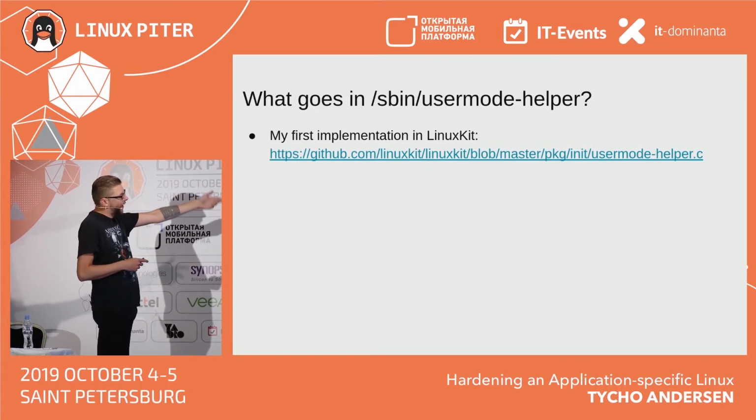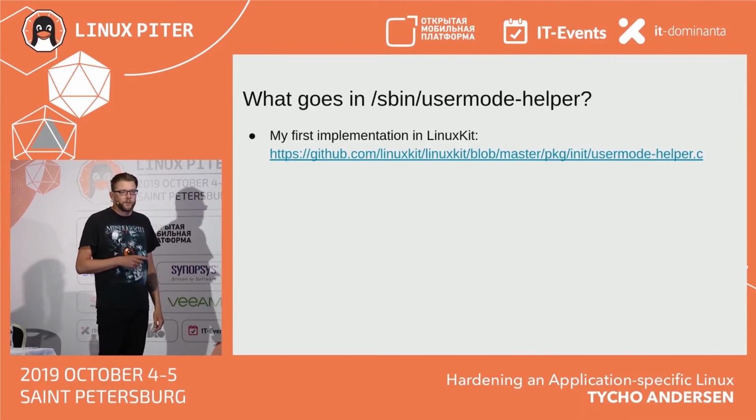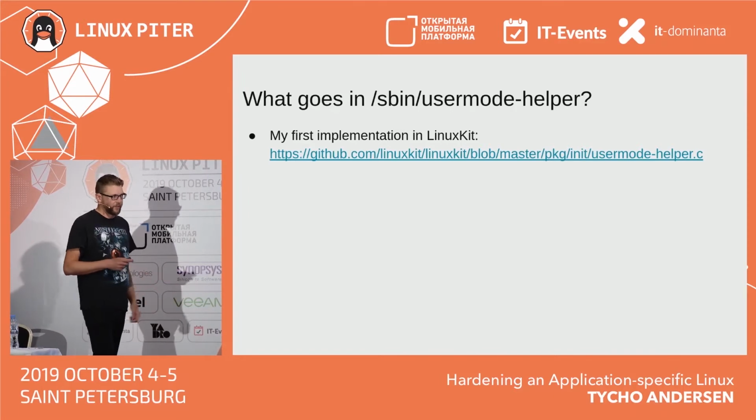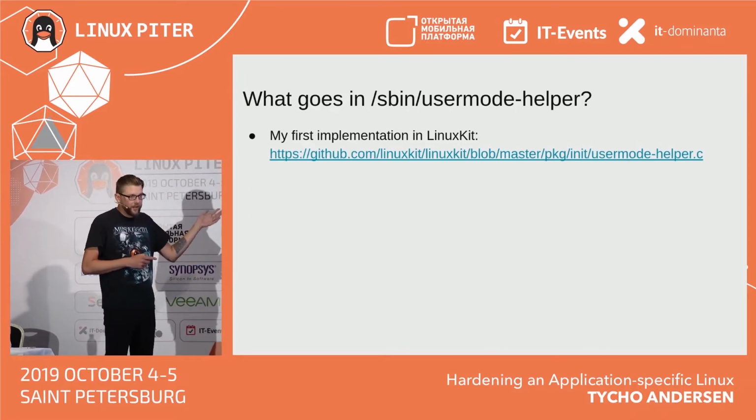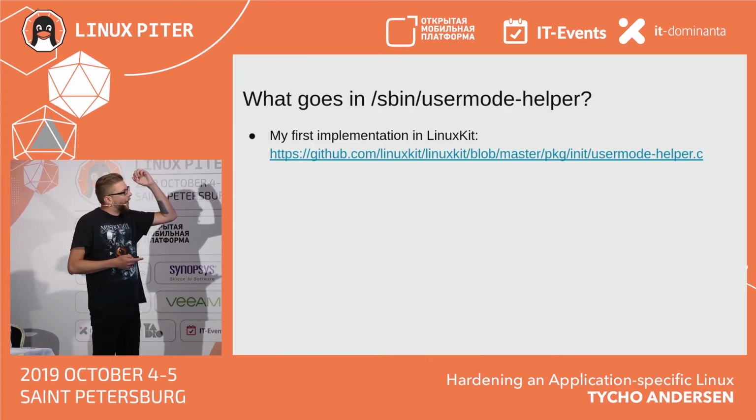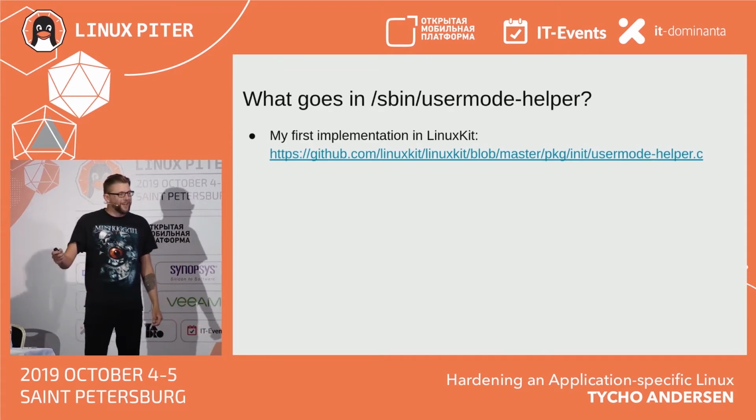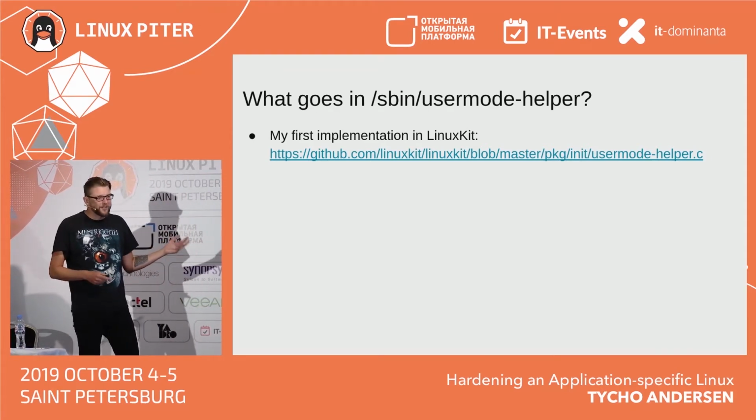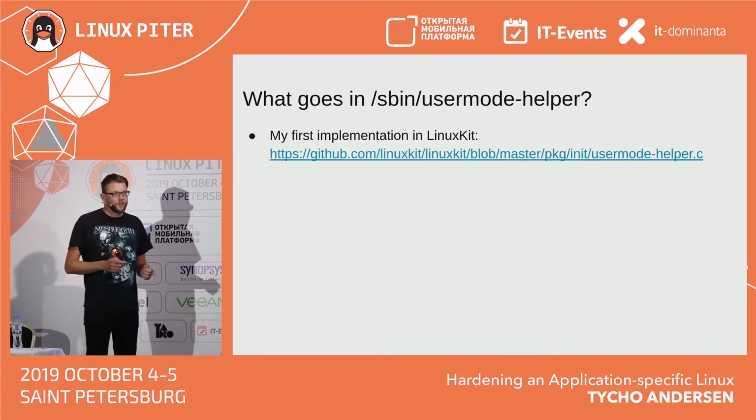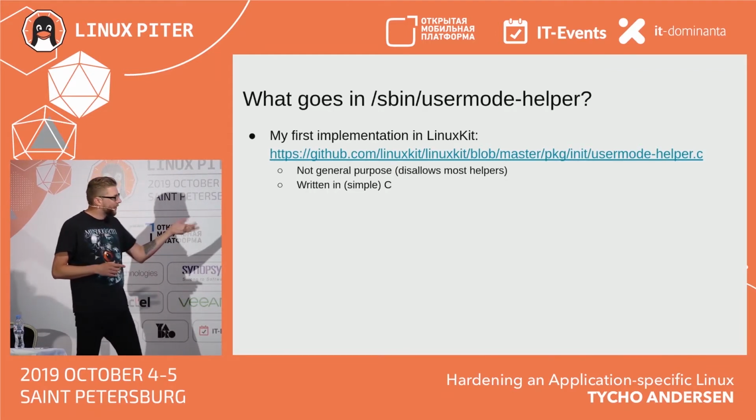So what goes in this? While I worked at Docker, I did a first implementation of this that was just a really simple C program that basically just denied everything. It ran modprobe and a few other things, but everything else it denied, which was fine for LinuxKit when I was working there, but it's actually not general purpose. So I looked around, and there's one other person in this room who has heard of this. Turns out people don't really know about this, and it's a simple thing that you can do to harden your system. And I was kind of amazed that nobody else had written an implementation of this.